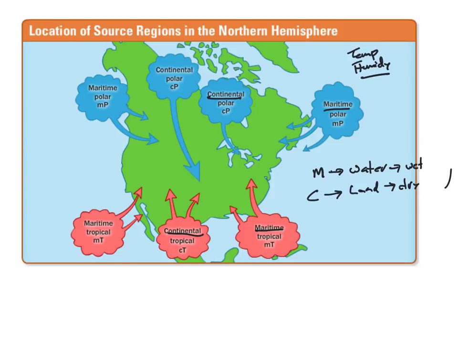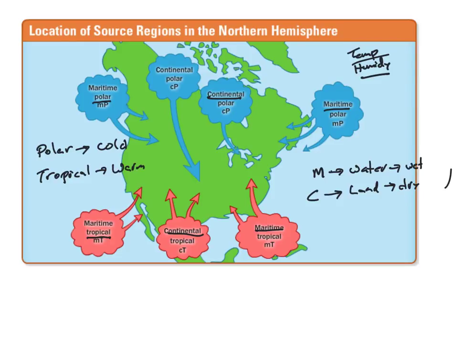Now we also talked a little bit about temperature, and temperature is going to be the second part of the name. Notice how we have polar and tropical. If I have a polar air mass, that means it formed in the higher latitudes and it's going to be a cold air mass. If I have a tropical air mass, then it's going to form down in the tropics and it's going to be a warm or a hot air mass.